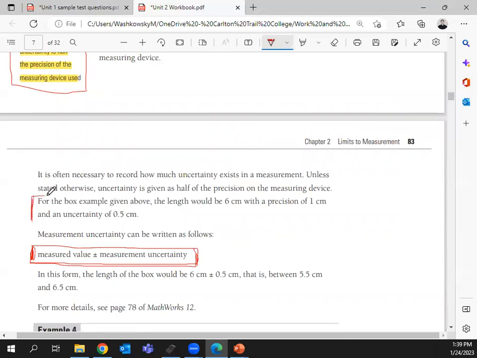So if you have a box with a length of 6 centimeters, and what you're using to measure it has a precision of 1 centimeter, your ruler goes up to 1 centimeter, it has an uncertainty of 0.5 centimeters. Where they got this 0.5 was they took the precision and cut it in half, and that's what it is.